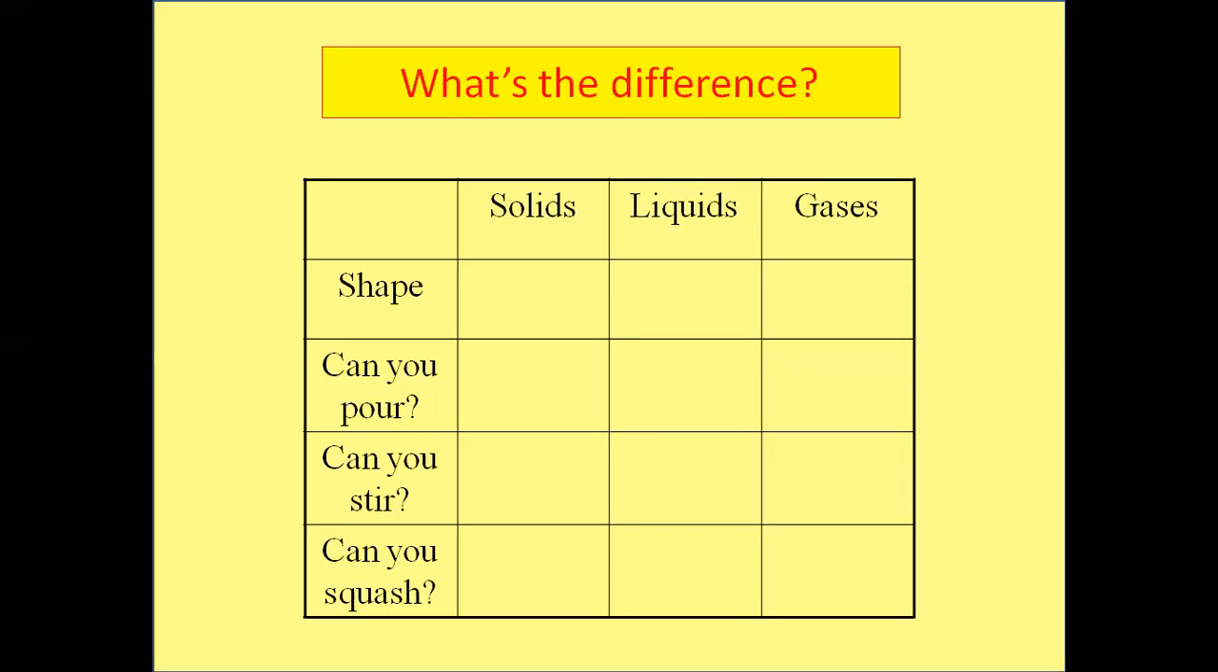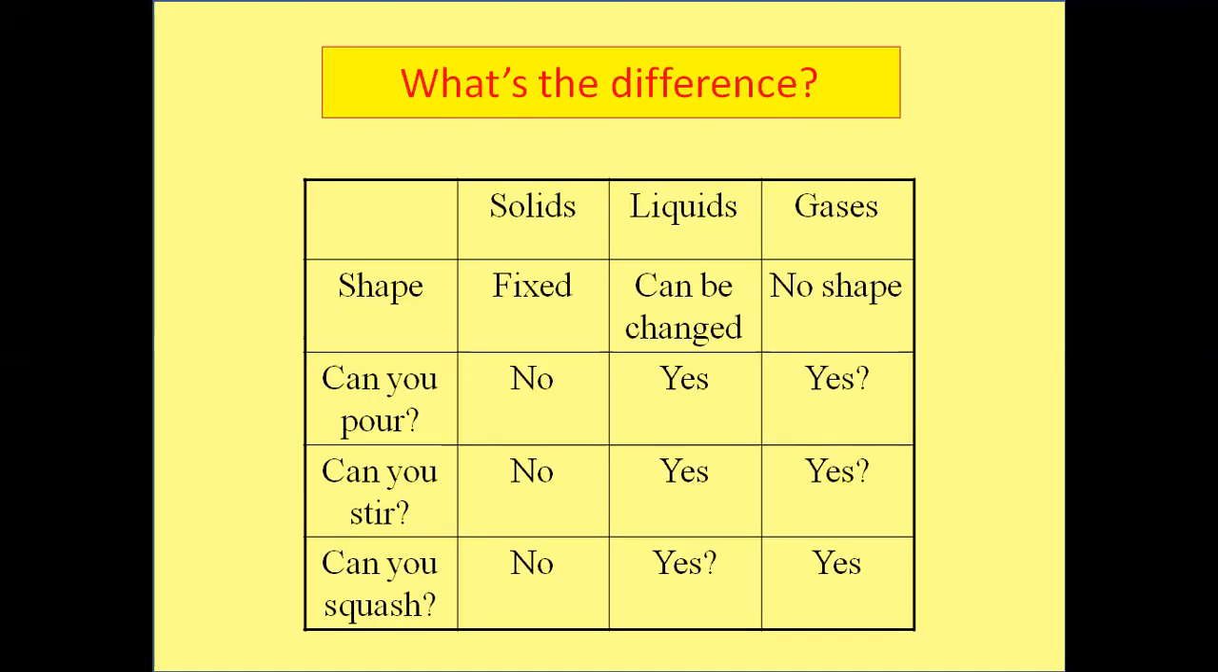Now we are going to distinguish between solids, liquids, and gases in a very simple way. In shape, solids have a fixed shape, and liquids do not have a fixed shape. As well, gases also do not have a fixed shape. So as you see, solids have a definite shape. Liquids and gases do not have this definite shape.